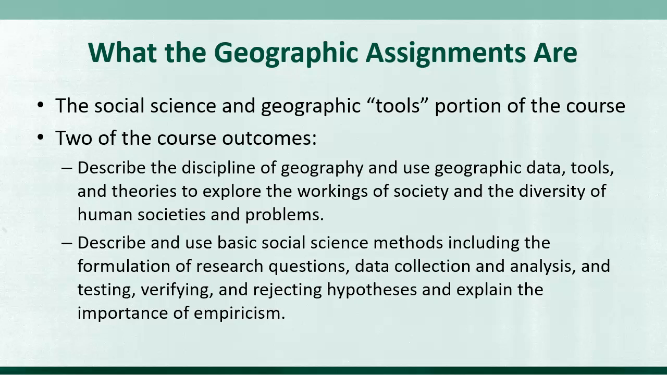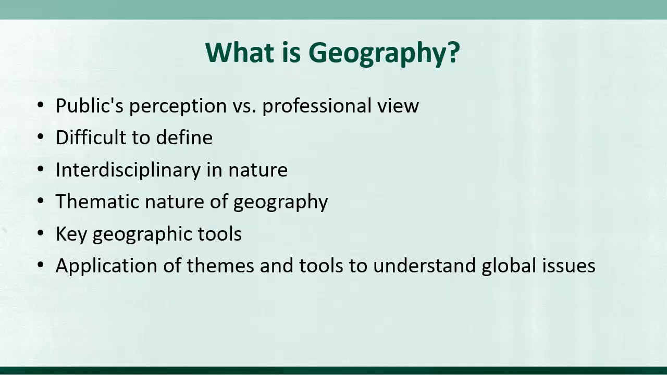If we take a look at the course outcomes, you'll see that two of them are focused on being able to describe the discipline of geography and its data and its tools and how it works, and also describe and use basic social science methods as well. This is the part of the course where we'll be doing that content.